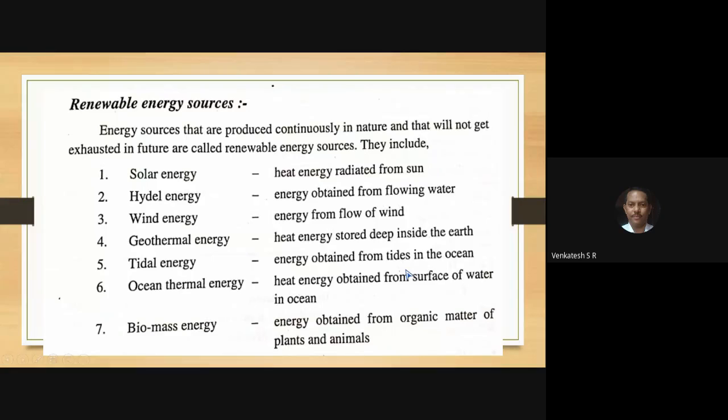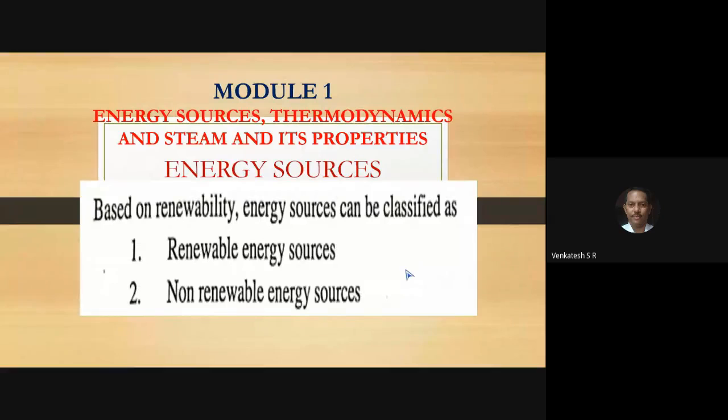Next, come to the point. First, write down: energy sources are classified into two types. Below that, number one, renewable energy sources. Again, on the next line, write down non-renewable energy sources.